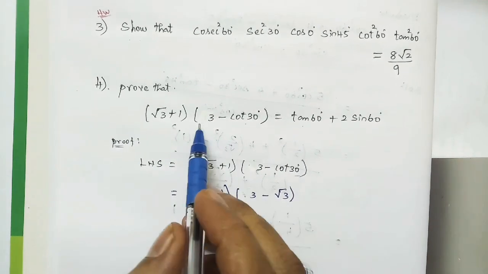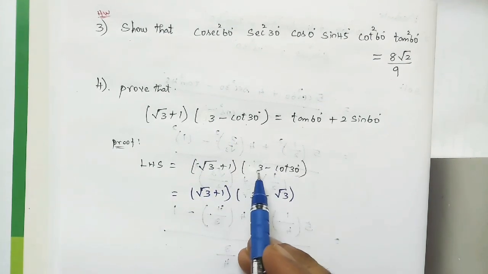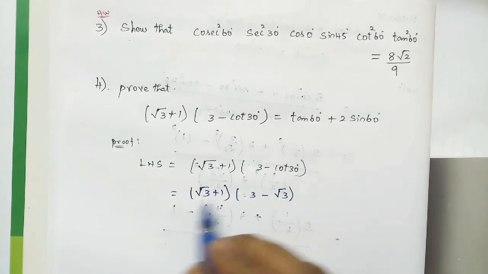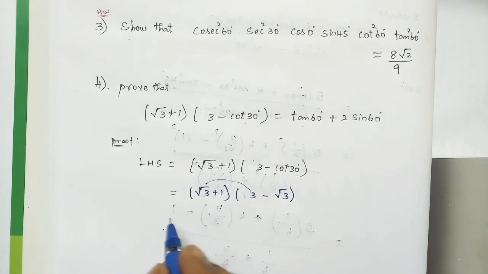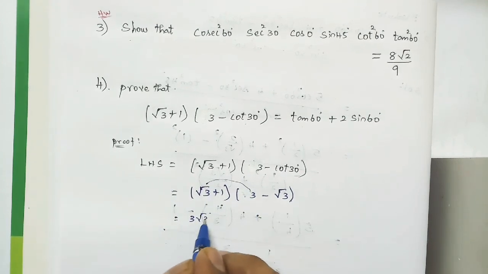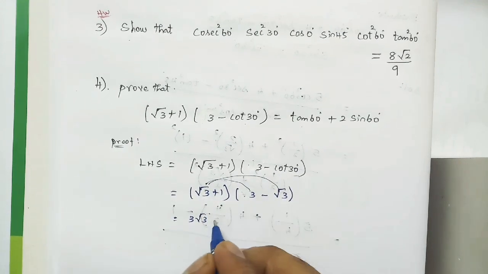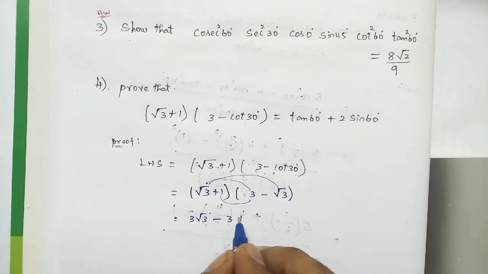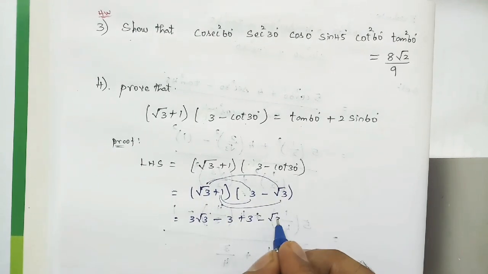A small correction. It is not root 3 alone, it is 3 minus cot 30 degree. So what is the value of cot 30? Root 3. Now just multiply, as it is in the form of multiplication. Root 3 into 3 gives 3 root 3. Next, root 3 into minus root 3 gives minus 3, and 1 into 3 gives plus 3. And 1 into minus root 3 gives minus root 3.